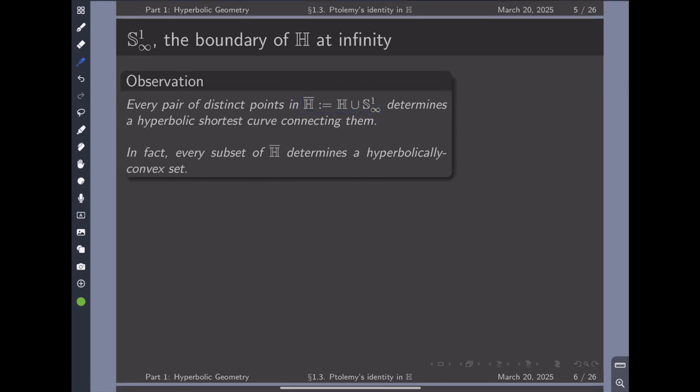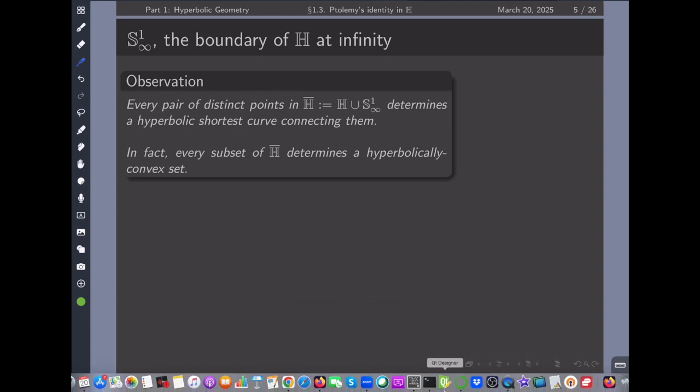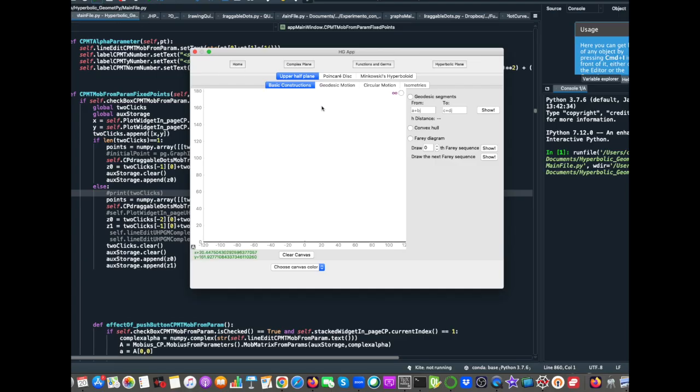And now, one thing is that I know that a pair of points in the hyperbolic plane determines a shortest curve joining them, but actually the same is true for any 2 points at infinity. And in fact, any subset of H bar has a convex hull, hyperbolically convex. Same proof as the usual proof.